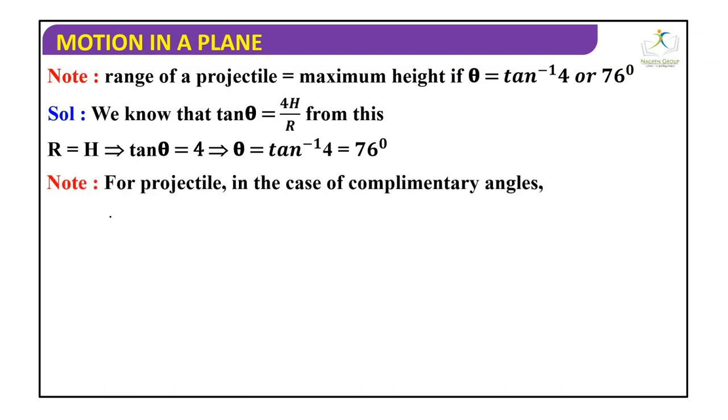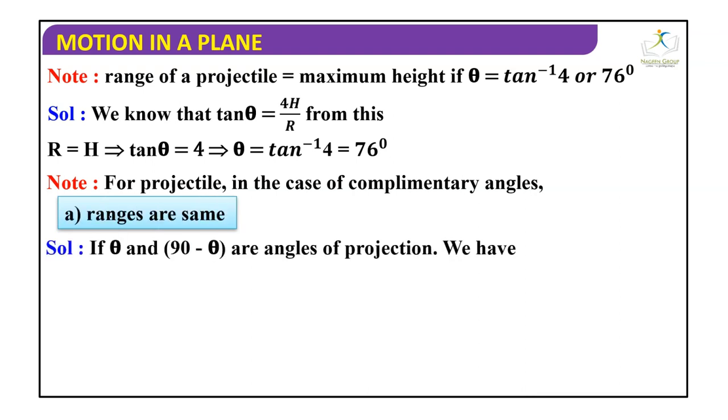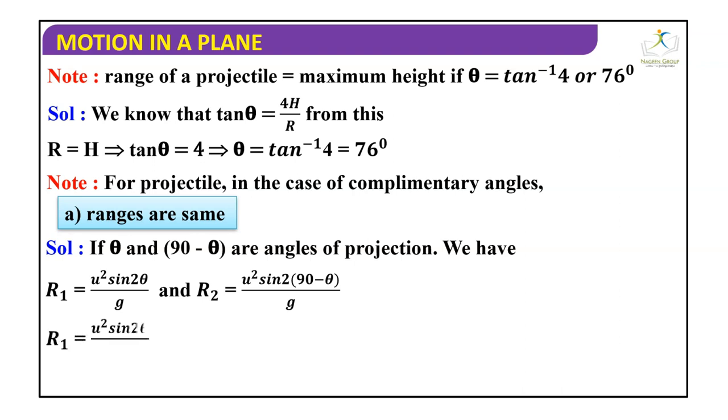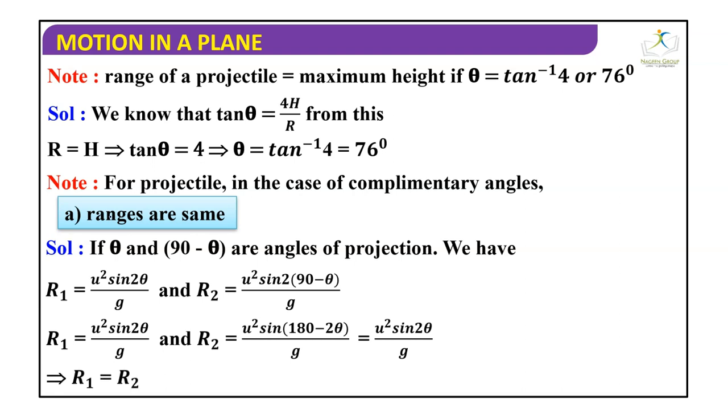For a projectile, in the case of complementary angles, the range is the same. So if θ and 90 minus θ are the angles of projection, we have R1 = u² sin2θ/g and R2 = u² sin(2(90 minus θ))/g. So R2 = u² sin(180 minus 2θ)/g. From here we can say u² sin2θ/g is nothing but R1 = R2.